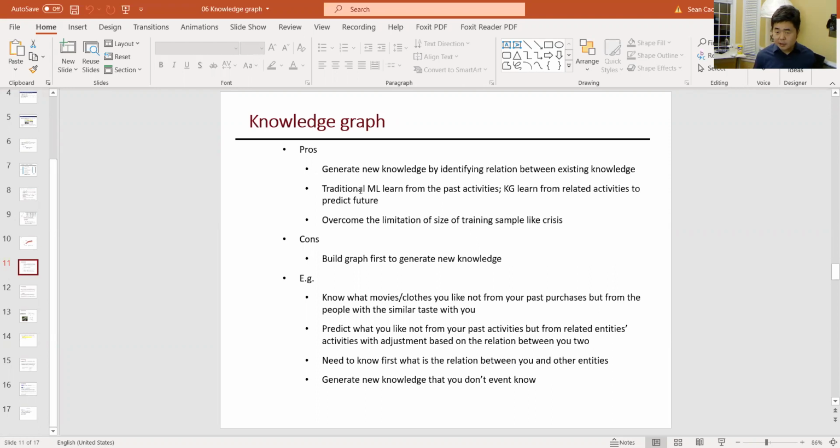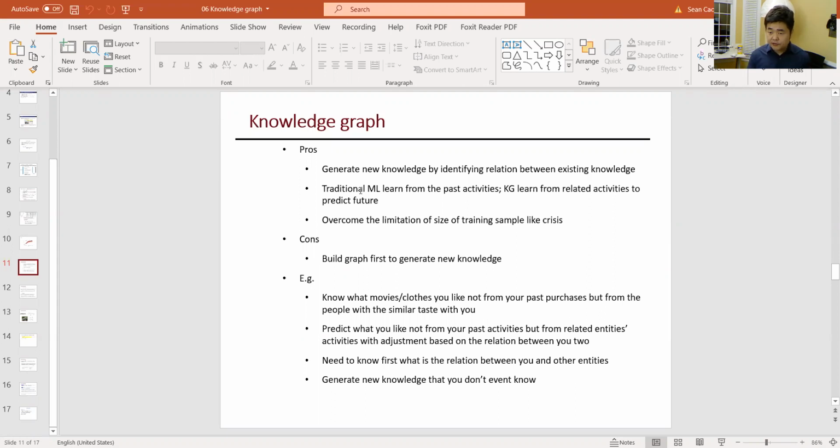So the pros: it's explicit. Like I said, with traditional machine learning, you have to learn from the past data, training data, and then you generate something from the past data. But a knowledge graph can actually identify related data, related samples, and generate insights from the related samples to understand the focal sample. That's the beauty of the knowledge graph. I will use one example to explain what is going on.